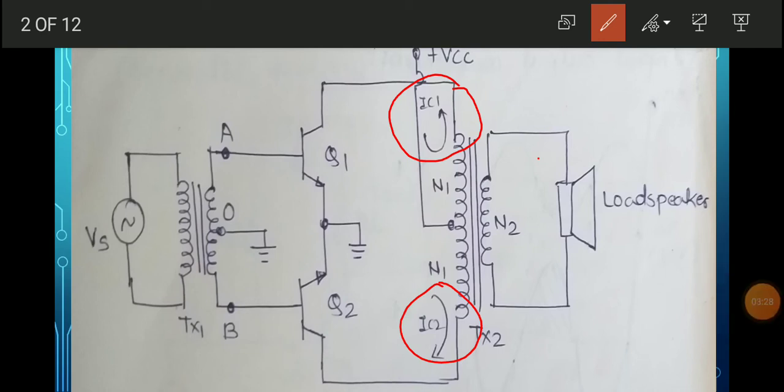Thus each transistor conducts for 180 degrees of the input signal. When Q1 is pushed into the on state, Q2 is pulled out of the on state and vice versa. Hence this amplifier is called a push-pull amplifier. Listen once again: if Q1 is in the on state, Q2 will be pulled out of the on state, and if Q2 is in the on state, Q1 will be pulled out. So this is vice versa.